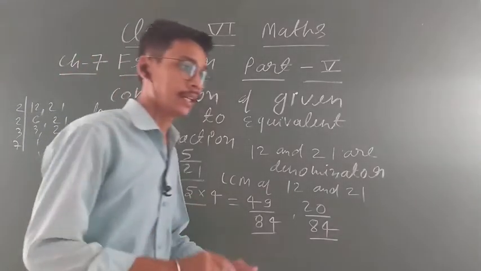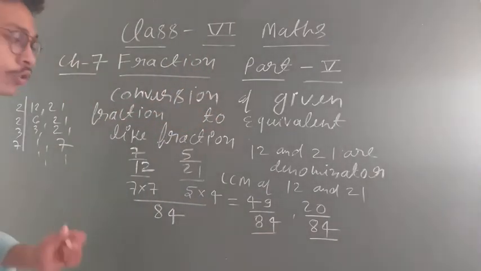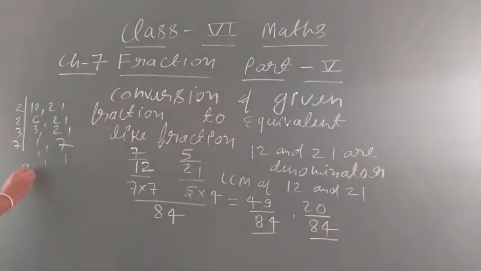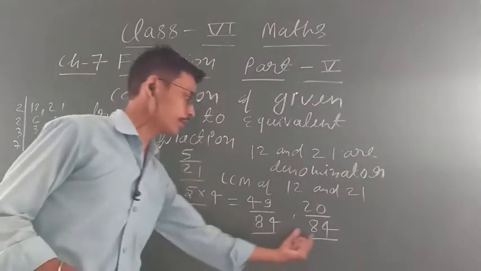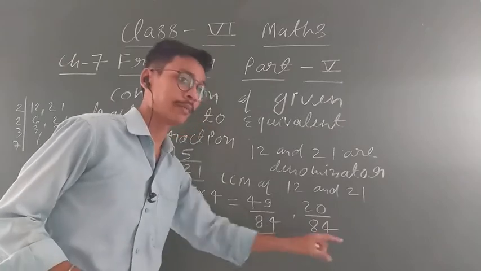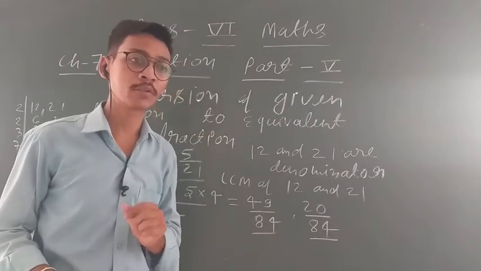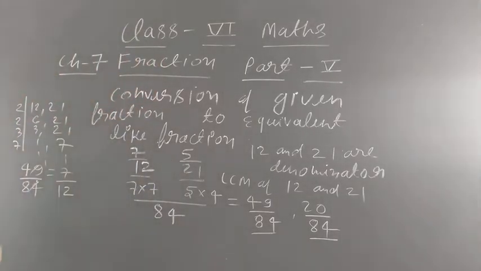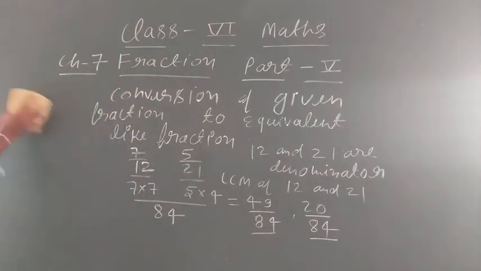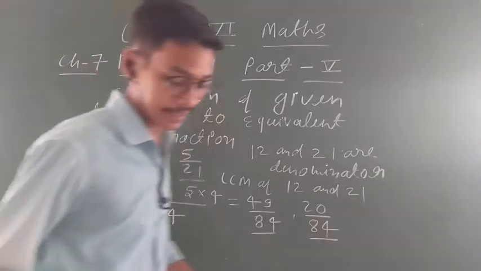Okay students, now if you want to reduce 20/84 and 49/84, so what will 49/84 become? See students, 7 7s are 49, 7 12s are 84, so we get 7/12 and 5/21 again. Okay, and with the help of this we converted them because the denominator is the same. In like fractions the denominator is the same. When the denominator is the same, we can say they are like fractions.